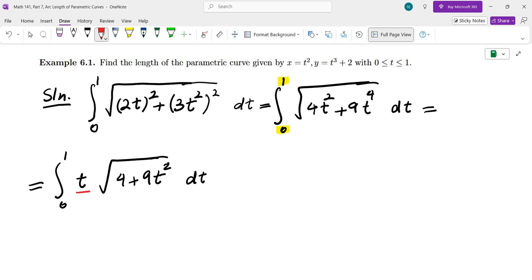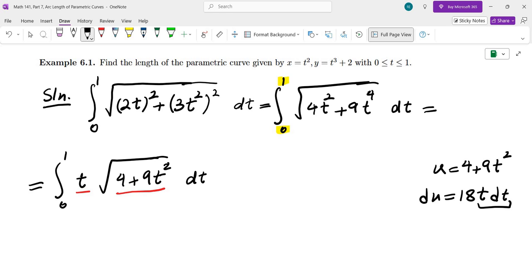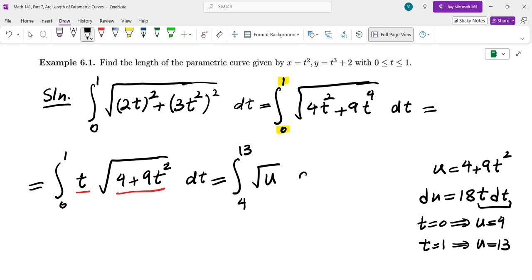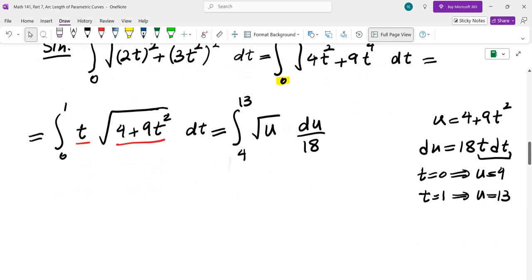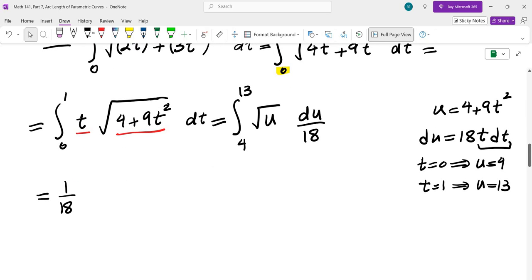And then we see that the derivative of 4 plus 9t squared is out there, so we can do a u substitution. u equals 4 plus 9t squared. du becomes 18t dt. So that means t dt is equal to du over 18. When t is 0, u is 4. When t is 1, u is 13. So we can write this down as the integral from 4 to 13 of the square root of u, du over 18. So this is going to be 1 over 18.